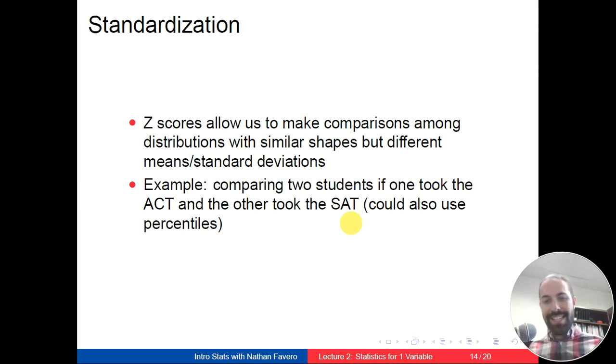Now, that makes the assumption that students who take the SAT are similar to students who take the ACT. In other words, if it turns out that all the smartest students take the SAT and the lower performing students take the ACT, this is going to be a very misleading way to compare.